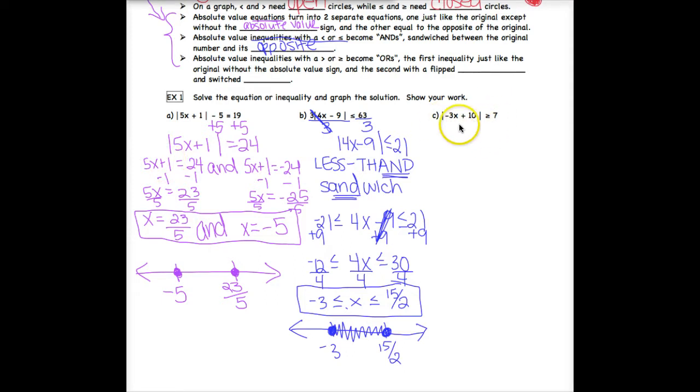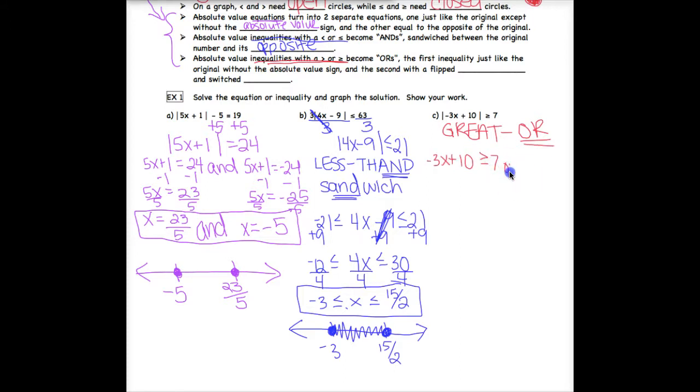All right, last one. This one, also an inequality. Notice that it's already by itself. I don't have to do any division or addition at the beginning. But this one has a greater than or equal to symbol. So these ones, inequalities with a greater than or equal to, become ors. And what I say to myself, just like I say less than, I say great-or. And what that means is this one's going to be written as two separate inequalities, kind of like the equation was written, two separates. So the first one looks just like the original.